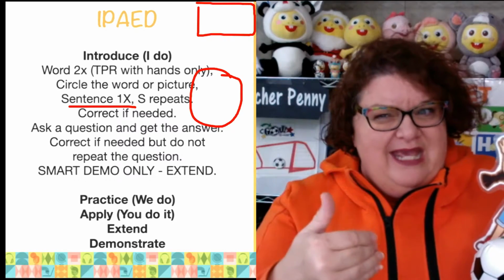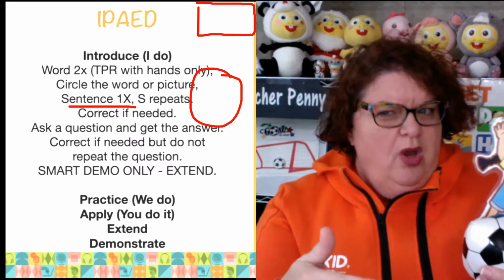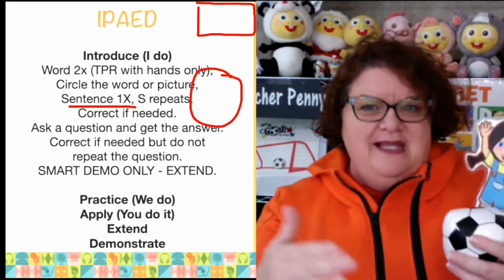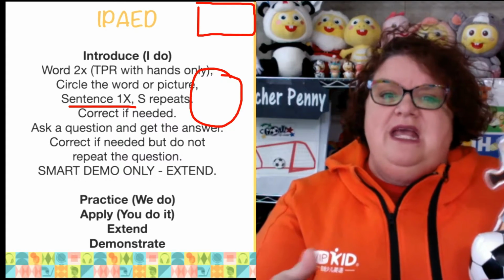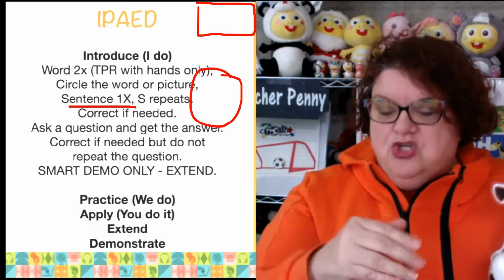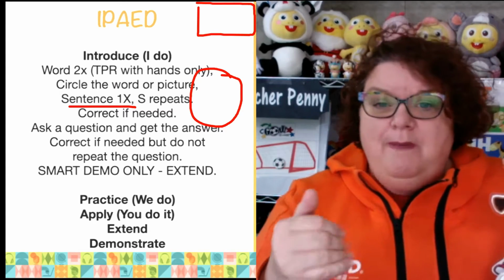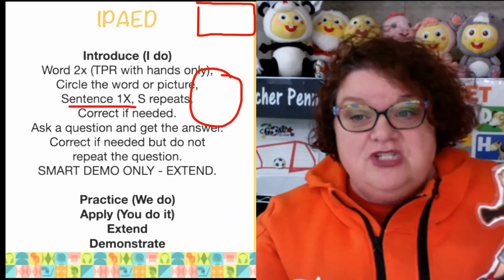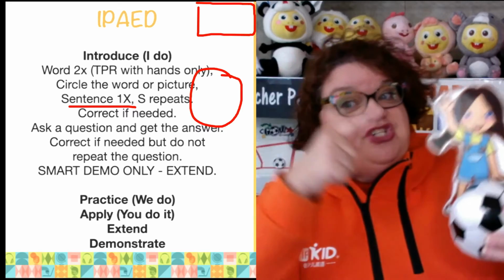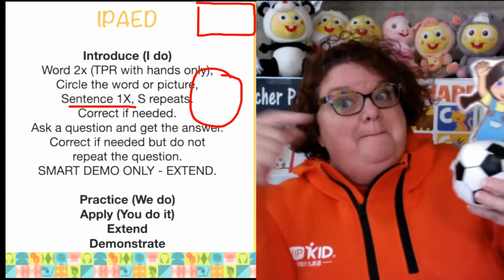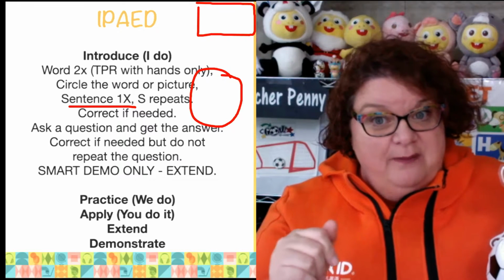We're already working a little bit towards that with we do and you do, already trying to get them to be a little bit more independent in here. So you correct them if needed, but first you ask the question, you get the answer, correct if needed. You're going to say, what does she play with? And they're probably going to say, a ball. Then you have to get, she plays with a ball. You've got to get the complete sentence on that. Make sure you get that complete sentence.